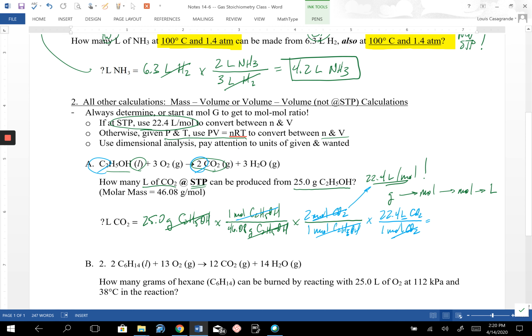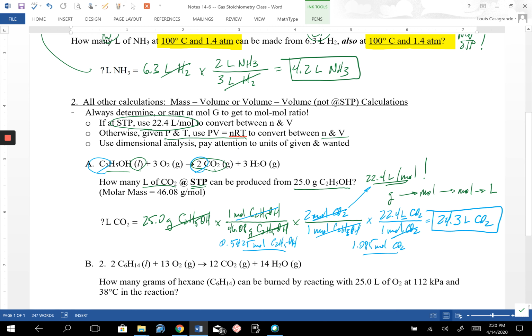And let's see, we can go through the calculation. If you're going to stop along the way, just so you can check yourself, this gives us 0.5425 moles of ethanol. And this will give us 1.085 moles of CO2. And then we take that, multiply by 22.4, and round to the right number of sig figs. We have 24.3 liters of CO2.